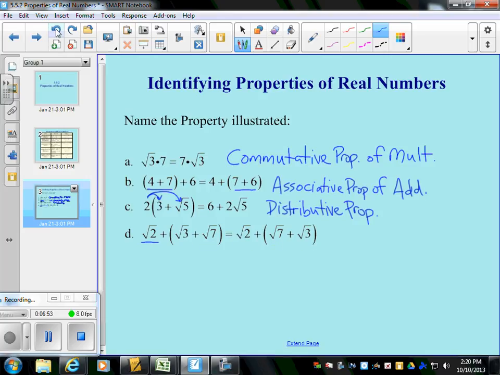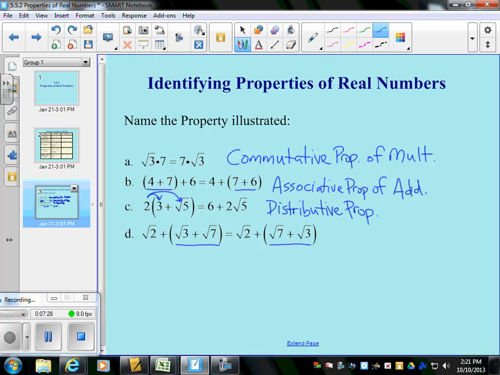However, if you look closely, on both the left and right sides, what we're doing first in parentheses is adding the square root of 3 and the square root of 7. So it's not the associative property because we're adding the same two numbers together first on both sides of the equation. But notice what is happening inside of parentheses. On the left side, we have the square root of 3 plus the square root of 7. And on the right side, we have the square root of 7 plus the square root of 3.